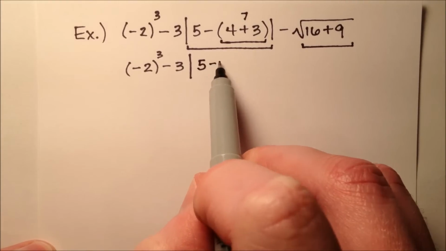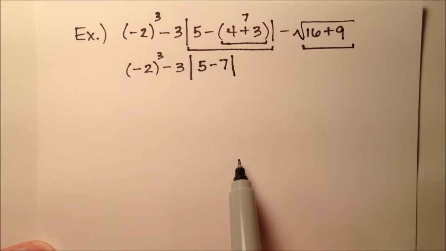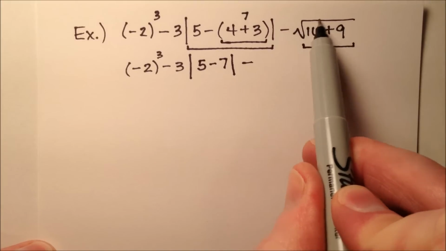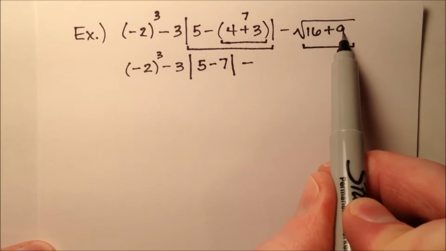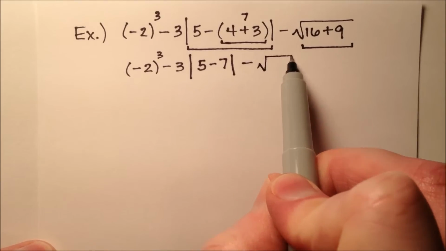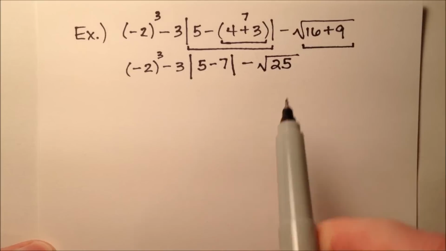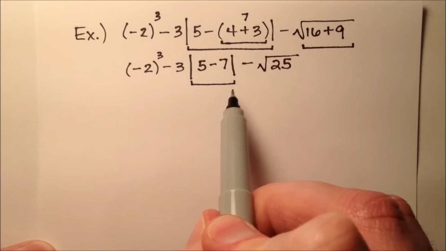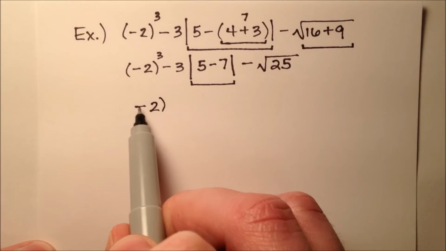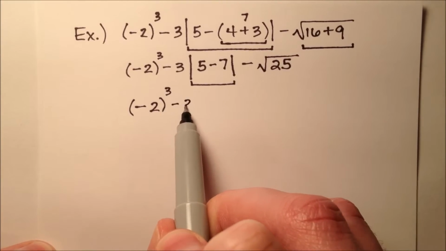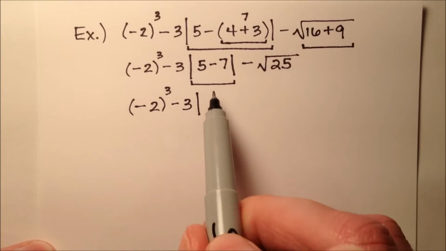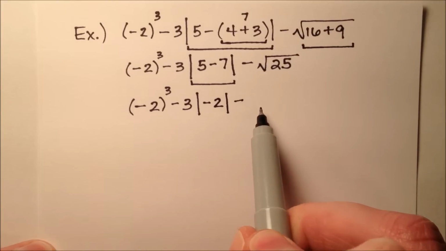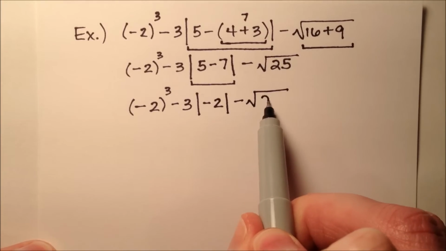So I'm going to bring that down and say 5 minus 7, the absolute value of that, minus, now let's go ahead and see what we can do with this grouping symbol. 16 plus 9 is 25, so it's minus the square root of 25. Well, let's go ahead and finish off this grouping symbol like we had it. So I'm going to rewrite our problem, -2 cubed minus 3 times the absolute value, and 5 minus 7 will be -2, minus the square root of 25.